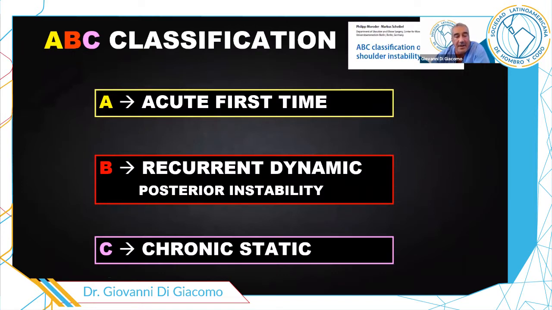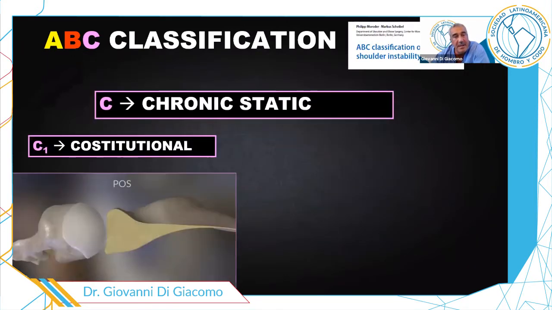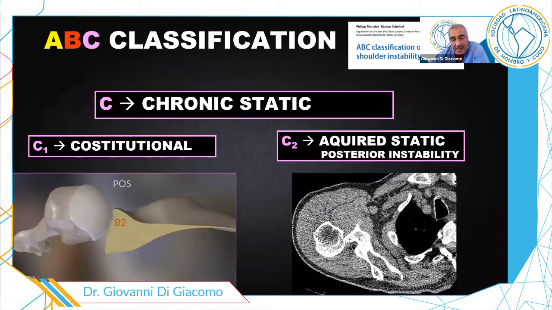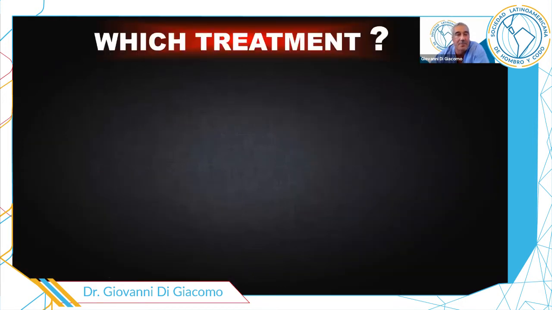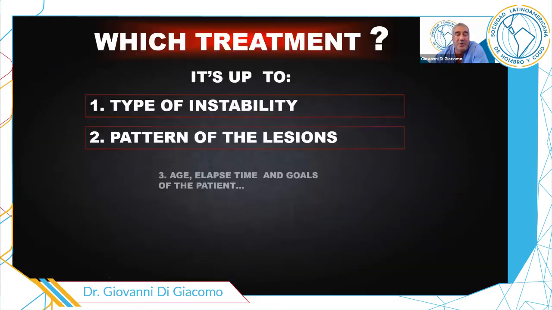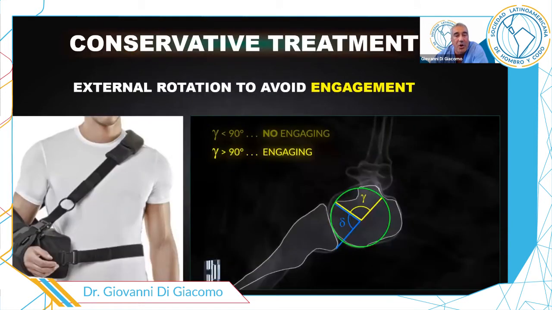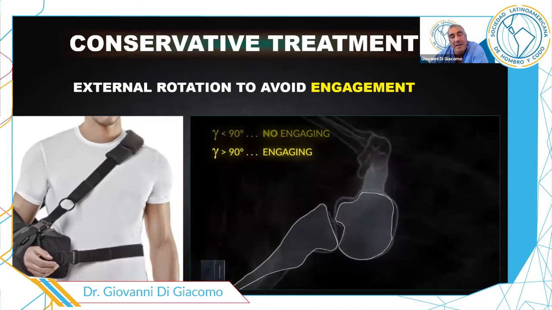Then very interesting are the chronic static. Speaking about this, always keep in mind that the B2 described by Jill Balch is called C1 in this classification, and the acquired static, which sometimes in the emergency room are missed, we call C2. Now, the treatment. The first time you have to check the type of instability, pattern of the lesion, age, elapsed time, and goal of the patient. Usually, most of the time after the reduction, the mobilization is in external rotation.